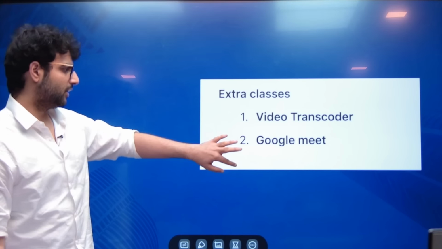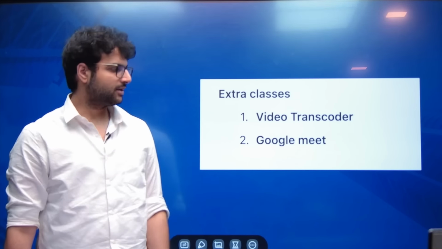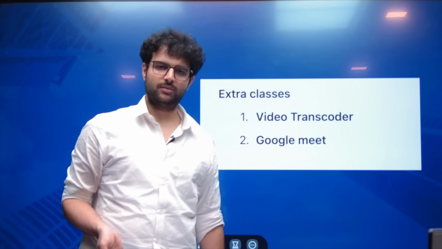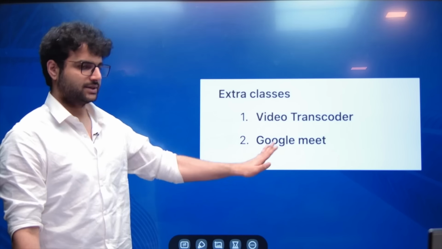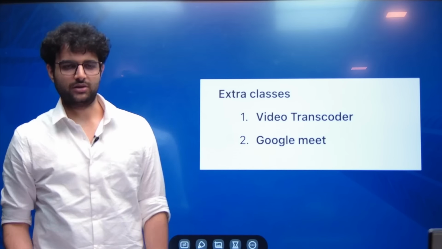Extra classes. We also took 2 extra classes. As I said, there was a system design class on a video transcoder, and finally the Google Meet class was also an extra class. This is usually when people want breaks, but we want advanced people to learn something more than they already know. So we take classes like these, like how to build Google Meet or system design for a video transcoder, things like these. Cool.